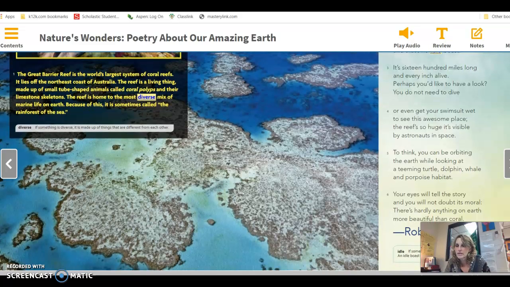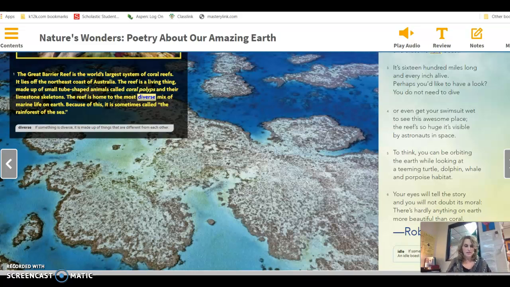To think you can be orbiting the Earth while looking at a teeming turtle, dolphin, whale, and porpoise habitat, your eyes will tell the story, and you will not doubt its moral. There's hardly anything on Earth more beautiful than coral.